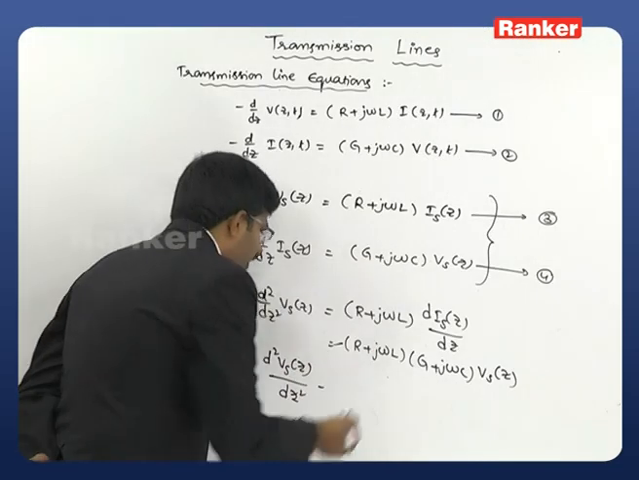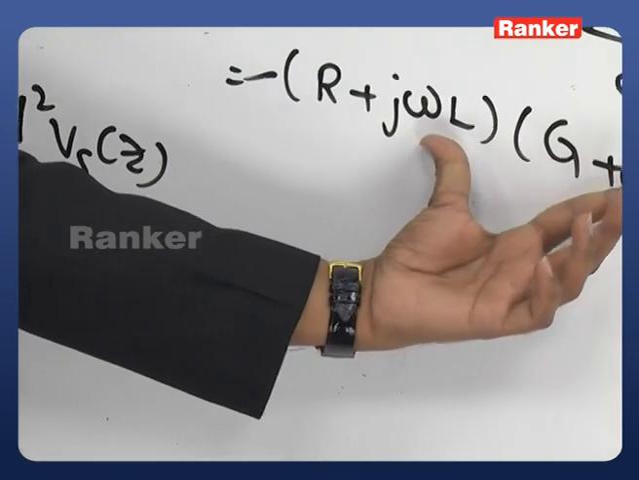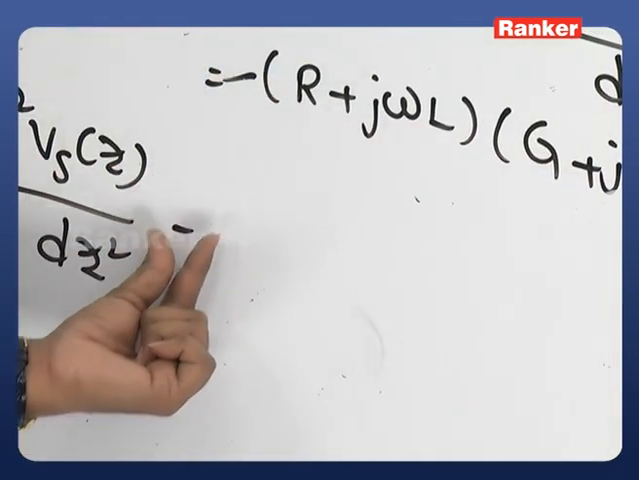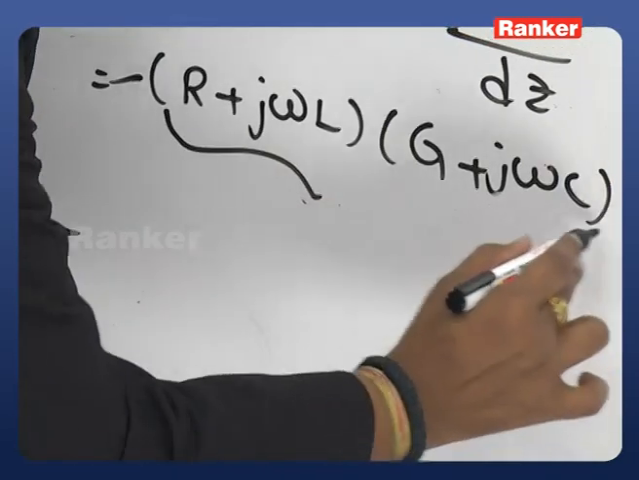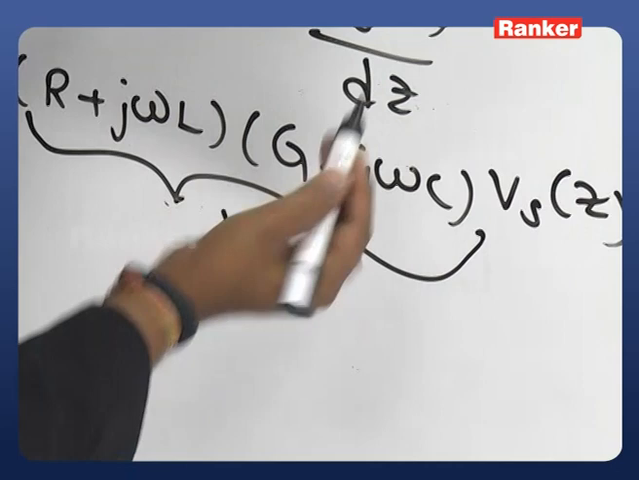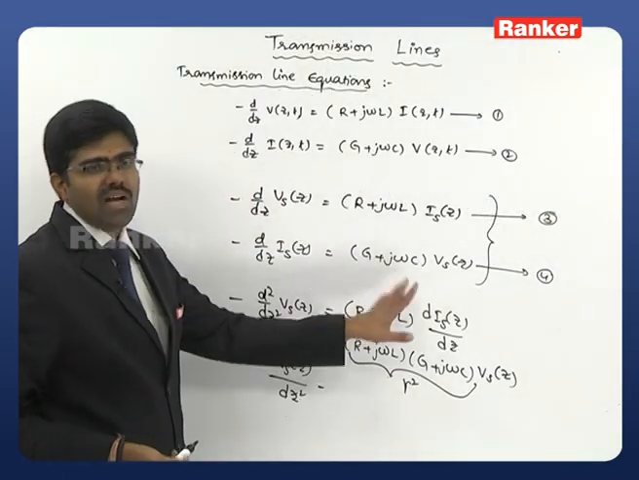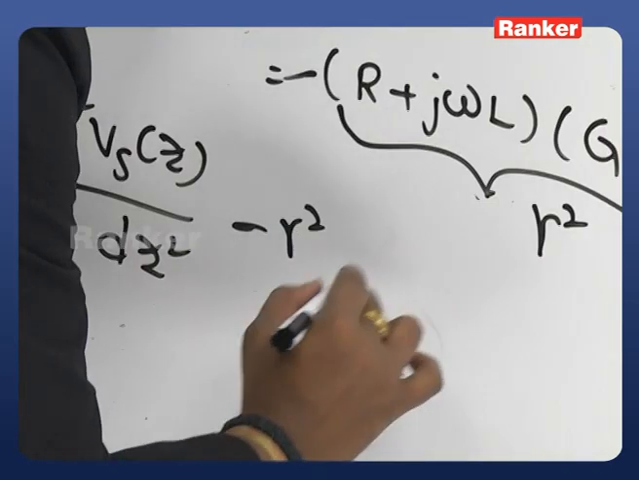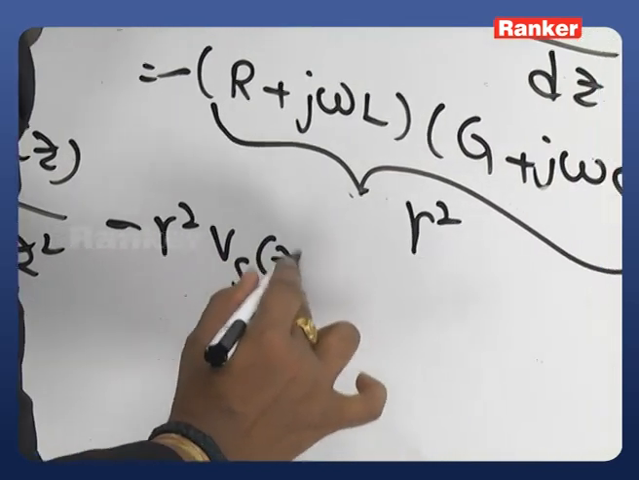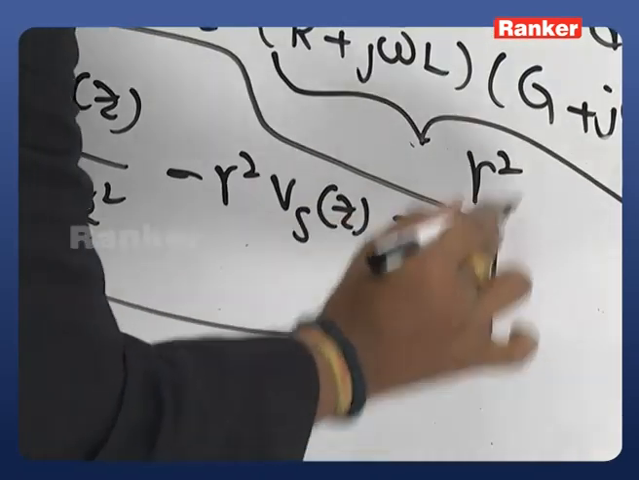Then rearranging this equation, we have d²Vs(z)/dz² minus, this negative sign will be cancelled. I am bringing this right-hand side term to the left-hand side, so the negative sign carries here, and I will consider this entire term as gamma square. Later I will explain what this gamma is and how to remember it. So it becomes d²Vs(z)/dz² − γ²Vs(z) = 0.